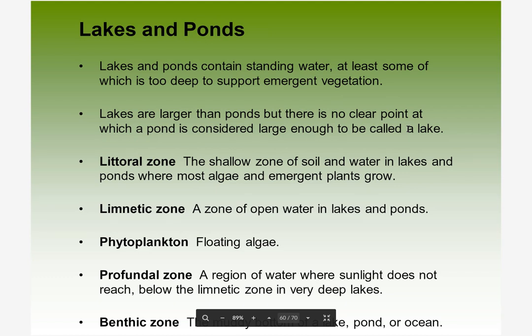So lakes and ponds: standing water, and ponds are smaller than lakes. Basically the surface area, how big it is, is what dictates a lake or a pond. And then you've got your different zones: your littoral zone, limnetic zone, phytoplankton zone, profundal zone. You've got phytoplankton, which are floating algae on the surface. You've got your profundal zone and then the benthic zone.